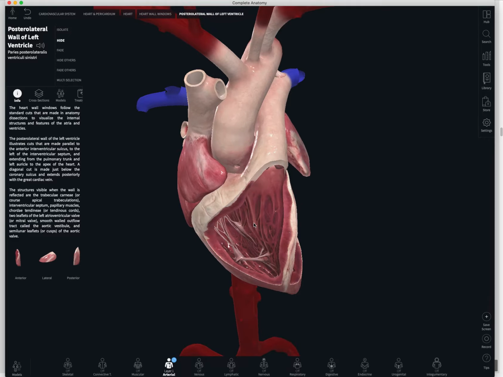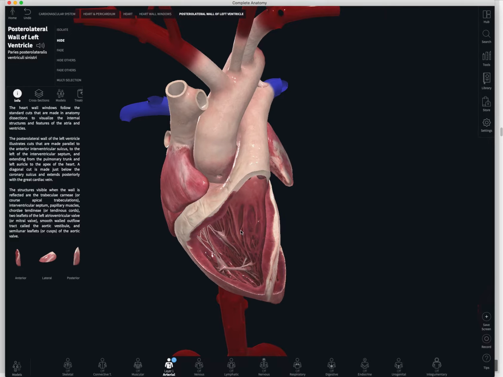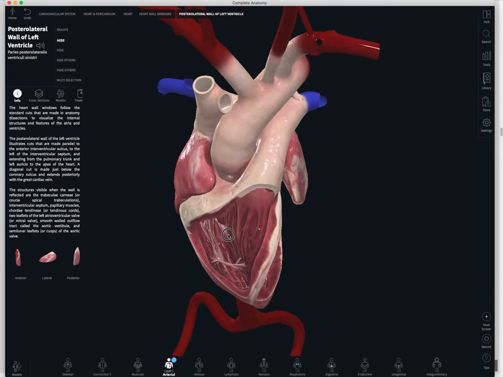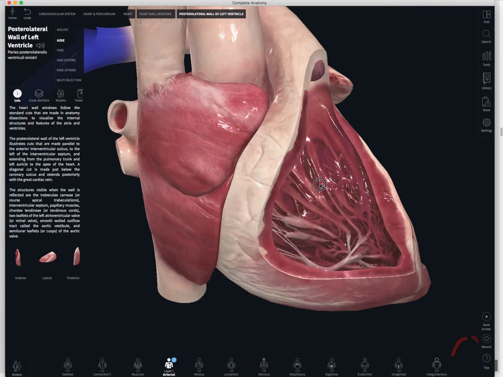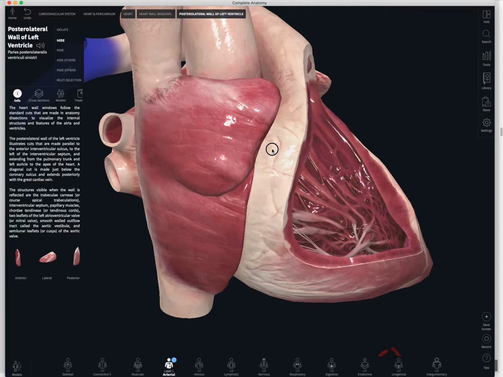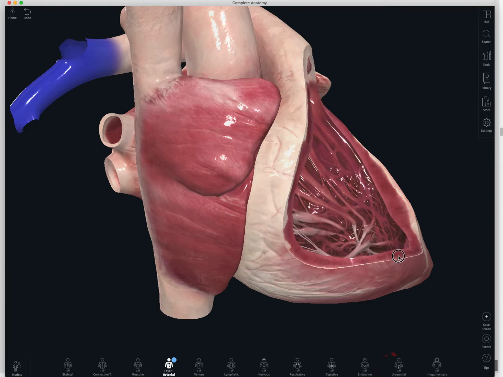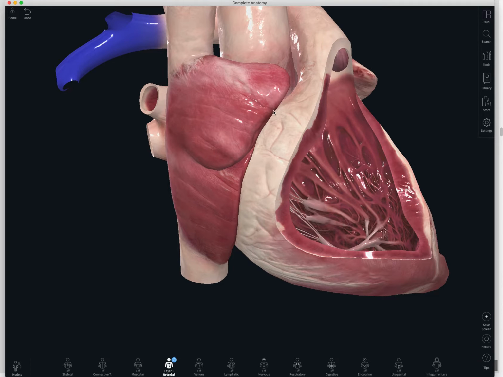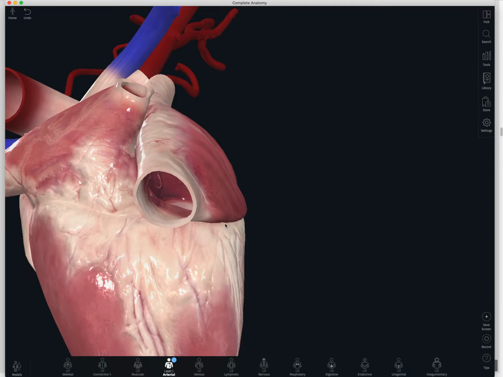Okay. On the surface of the heart, there are a few grooves or sulci. The one that divides your atria from the ventricles is known as the atrioventricular groove. It's also known as the coronary sulcus. And you can see it extends all the way around the heart.